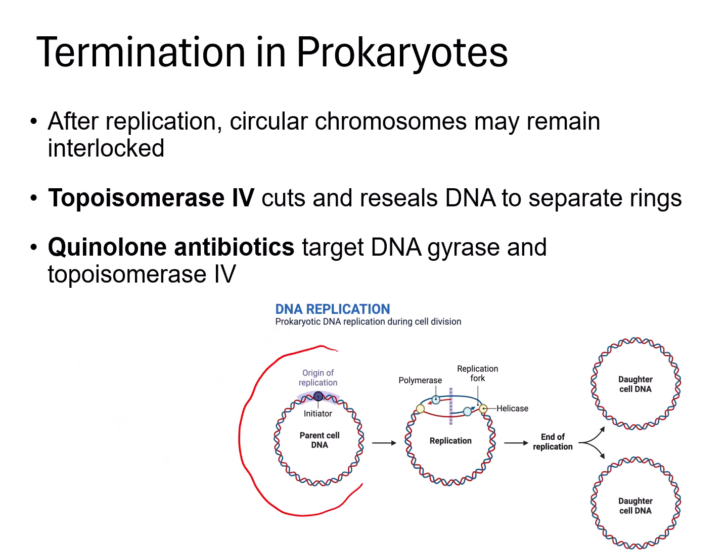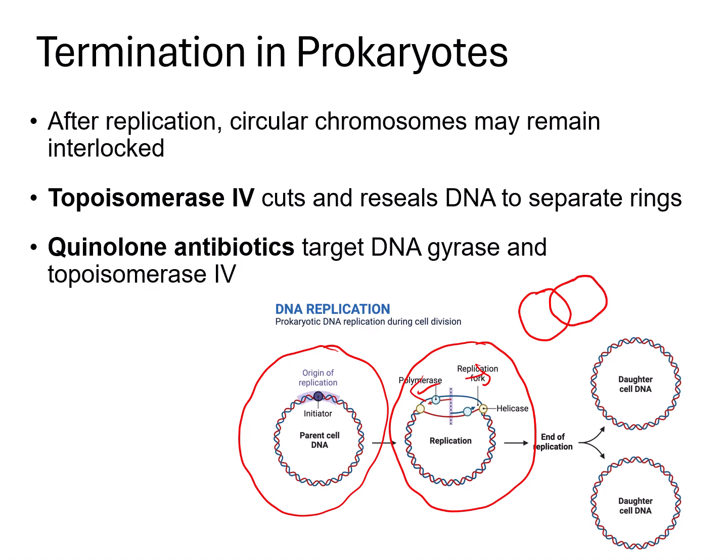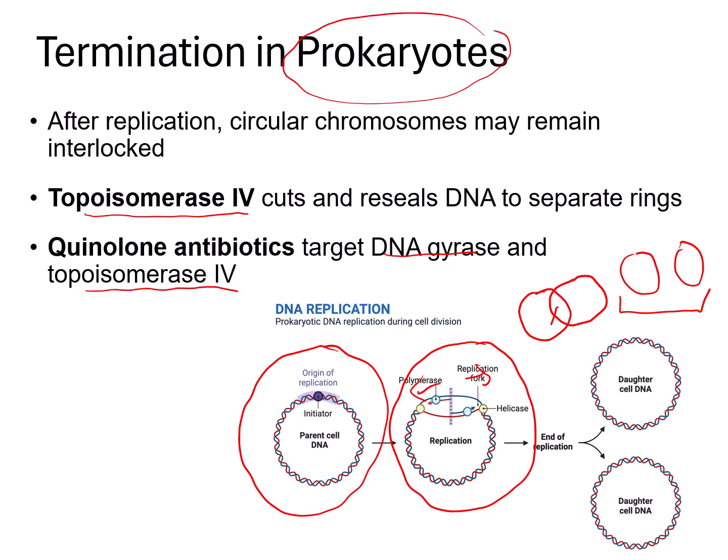And in prokaryotes, they have a single circular chromosome, so replication occurs bidirectionally. And once they're done, sometimes they are still stuck together. They're kind of still interlocked. So topoisomerase number 4 can actually cut and separate the 2 rings and then reseal that cut in order to generate those 2 separate chromosomes. Since DNA gyrase and topoisomerase number 4 are unique to bacteria, we have a group of drugs called quinolone antibiotics that specifically target these enzymes without harming human cells.